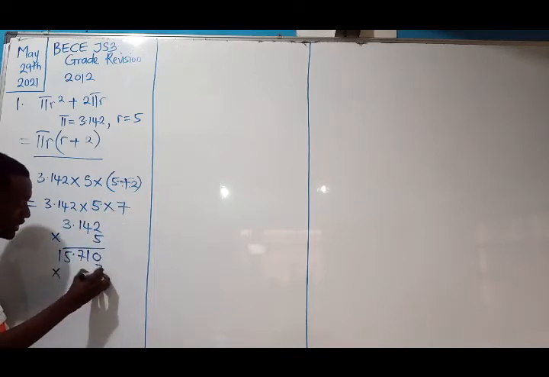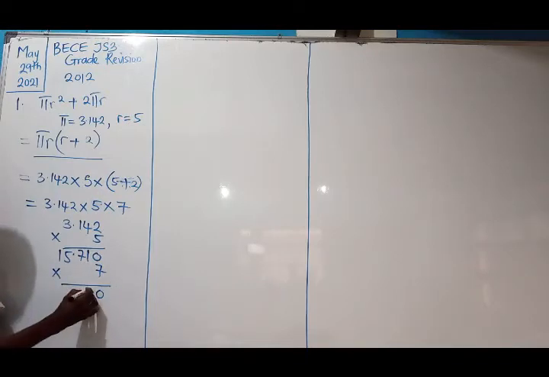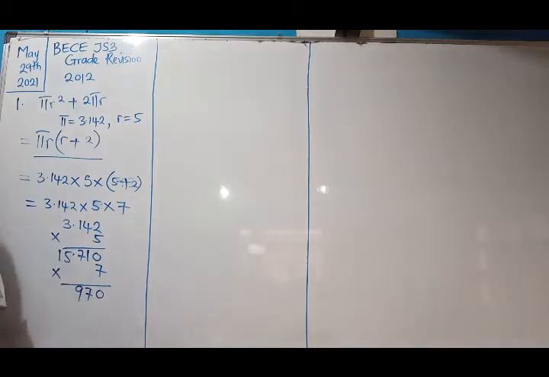Do it gradually. It's method. You'll be earning marks for that. This will now be 0. 1 times 7 will give me 7. 7 times 7 will give me 49, carry 4.